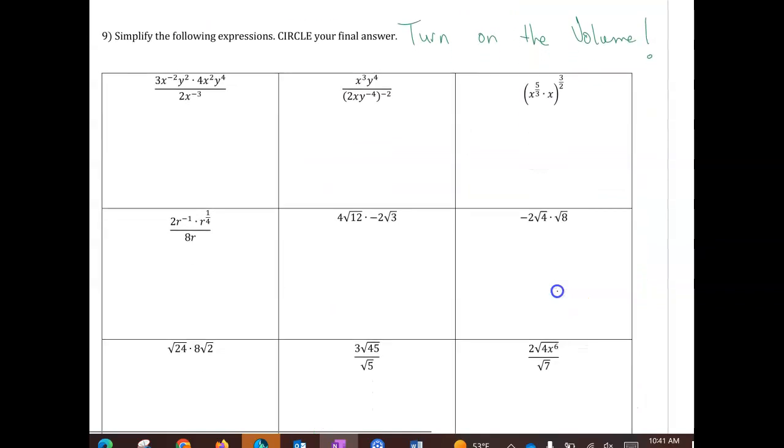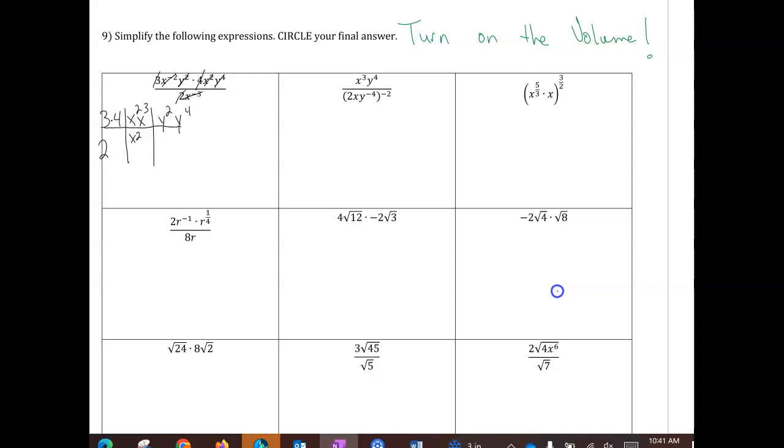Okay, exponents, doesn't matter, we're making houses. So here with exponents, I'm going to have a house for my numbers, my x's, and my y's. And remember, negative exponents move. So 3 goes here, x squared moves down, y squared stays where it is, 4 stays where it is, x squared stays where it is, y to the 4th stays where it is. 2 is still in the denominator, but this x to the -3 will move to the top.